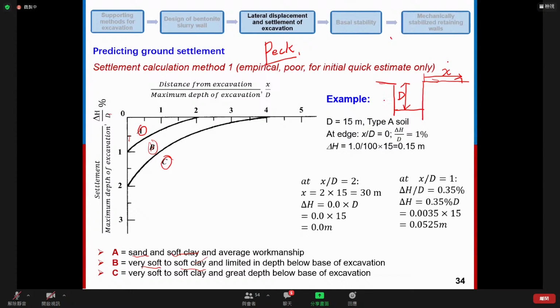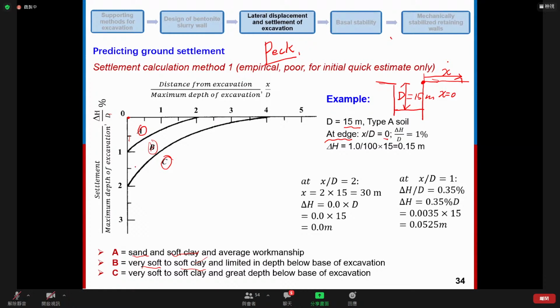For example, an excavation with the maximum depth D equals 15 meters. And we consider a type A soil. For the type A soil, let's calculate the settlement at the edge of the excavation, which is this point. At this point, we have X equals 0, and then X divided by D equals 0, which means we have the point here.